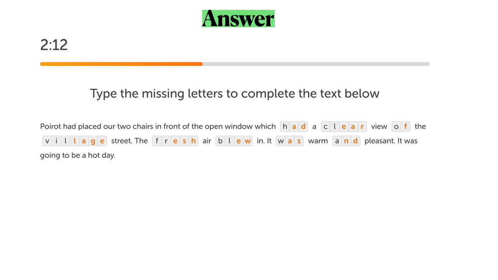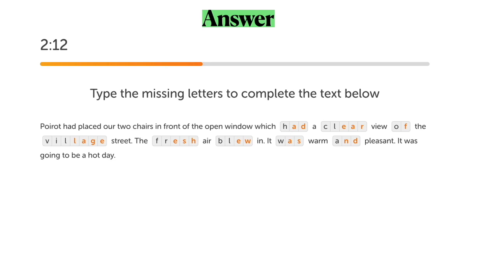Poirot had placed 2 chairs in front of the open window which had a clear view of the village. As it is clear from the first sentence that the passage has been taken from a story and we are reading about an event that has already happened, so we will be using past tense in the passage. That is the reason why we are putting had in the second blank. Next, we have used the adjective clear because after that we have a noun, so it becomes a clear view. Next is of, which is a preposition, and then village street. So we have the clue to the word VILL, village street.